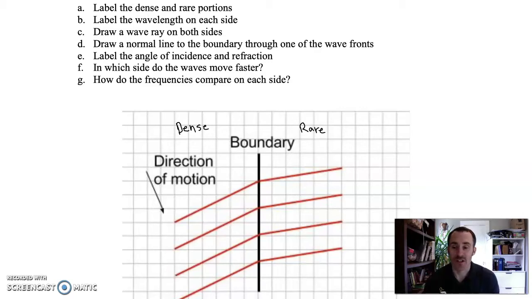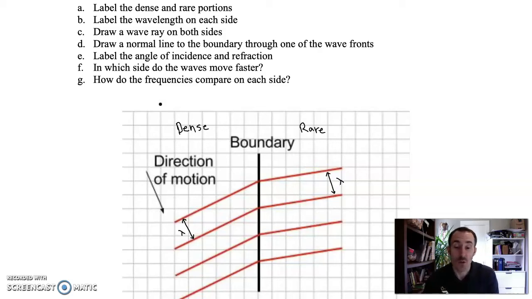Label the wavelength on each side. I'm going to do that in black as well. So the wavelength is from here to here. That's the wavelength on this side. And then the wavelength on this side is from here to here.